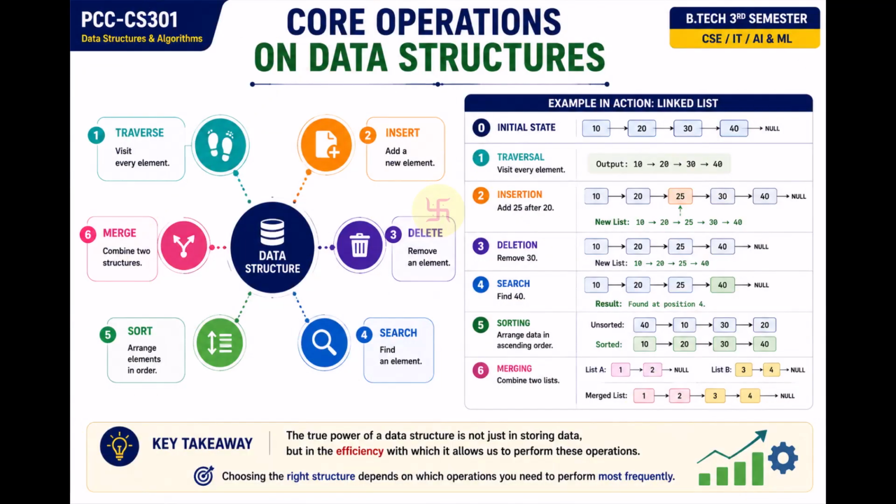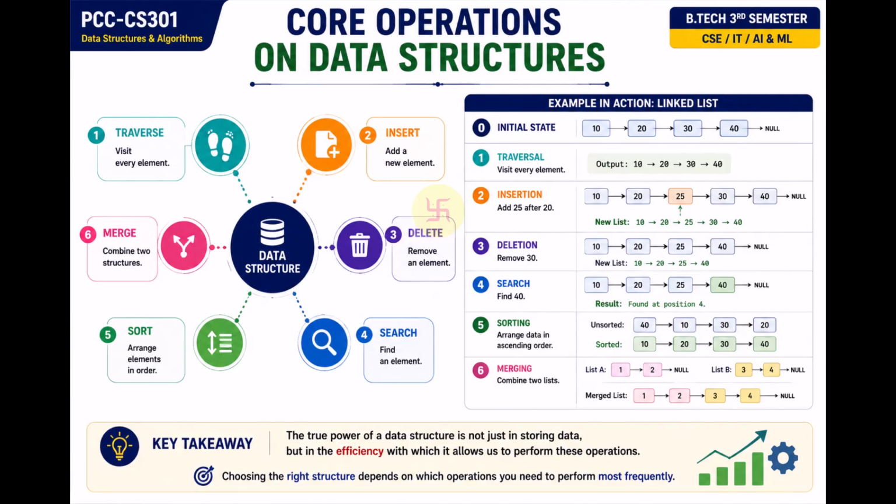Now that we know the major types of data structures, let's discuss something equally important. What can we actually do with data? The common operations are traversal, insertion, deletion, searching, sorting, and merging. Let's take a linked list as an example. During traversal, we visit each element one by one.